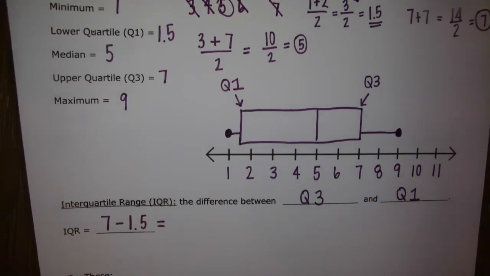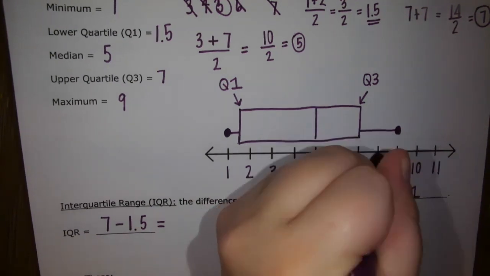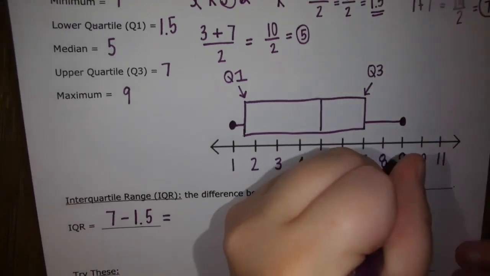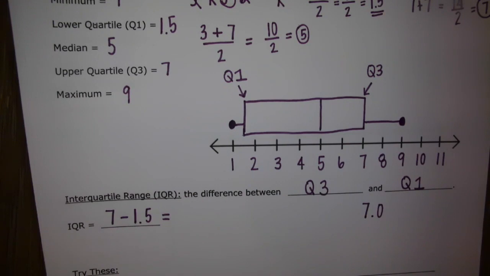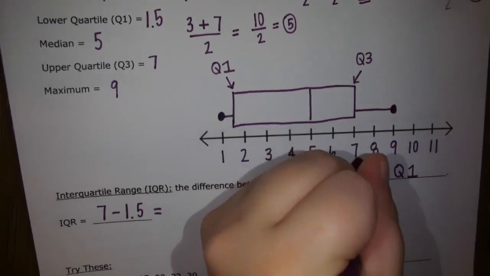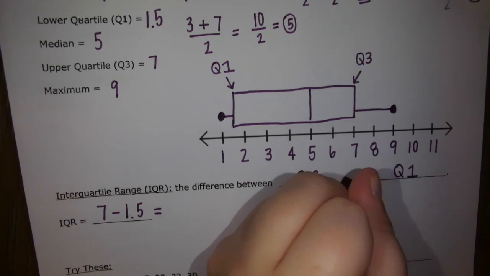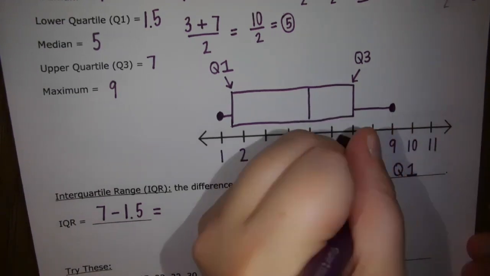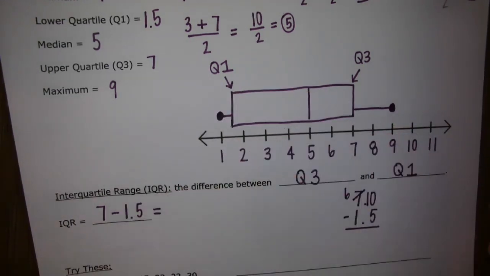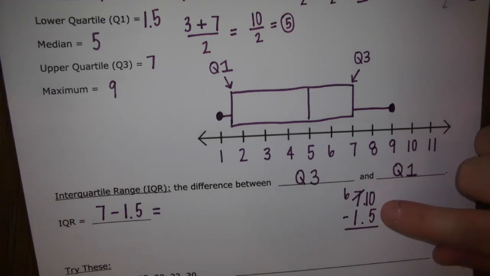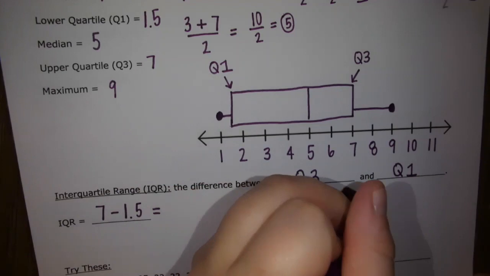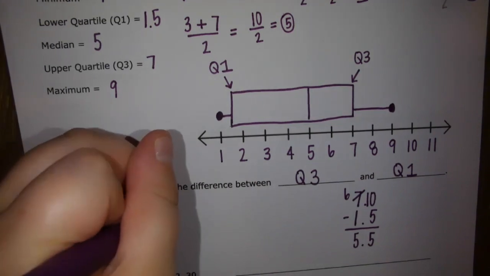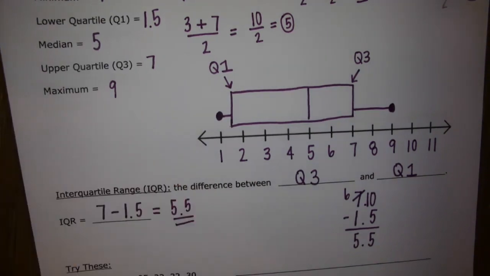Now, if you remember, when subtracting whole numbers and decimals, you have to make sure you line all the decimal points up. But on 7, there currently isn't a decimal point there. So I'm going to make sure to add a decimal point and a 0 after it. And then I'm going to subtract 1.5 from that. When I go to subtract 5 from 0, I know I can't do that. So I'm going to borrow from my 7, turn that into a 6, and my 0 becomes a 10. 10 minus 5 is 5. 6 minus 1 is 5. Decimal point comes down. My interquartile range is 5.5.